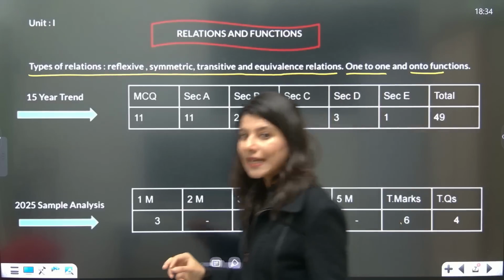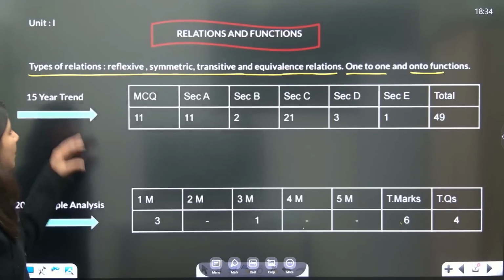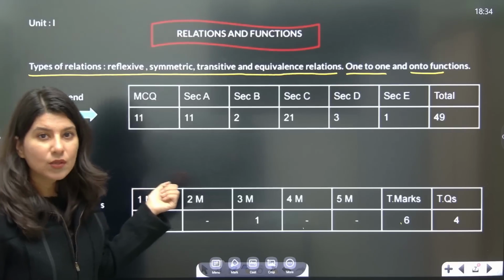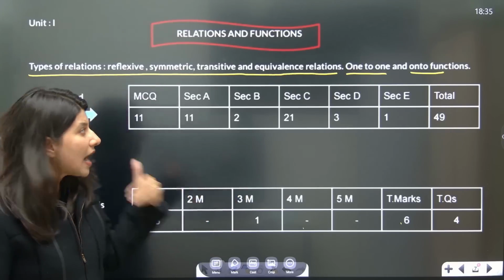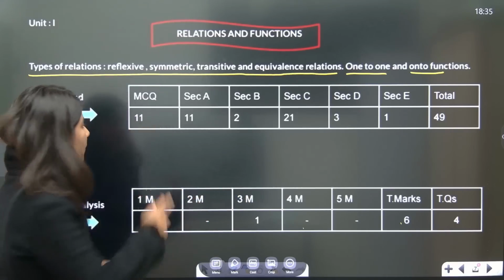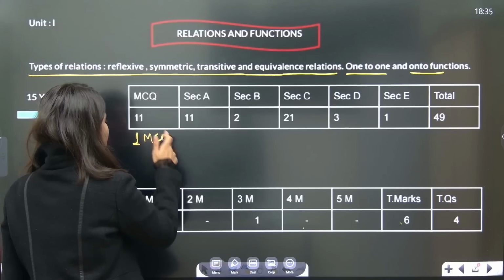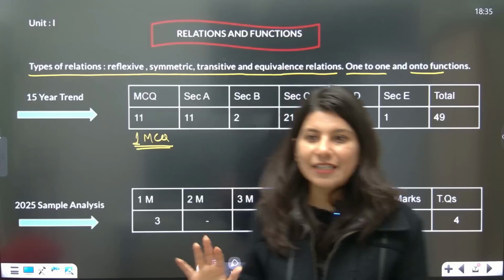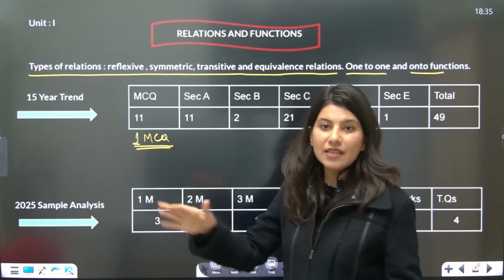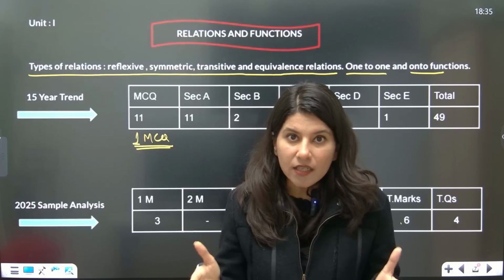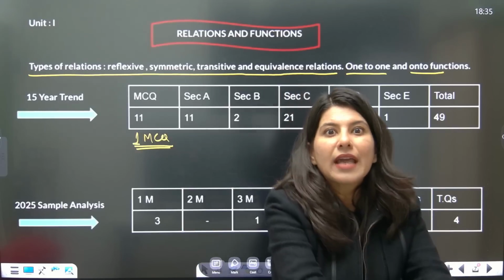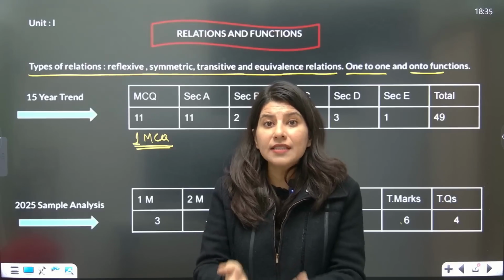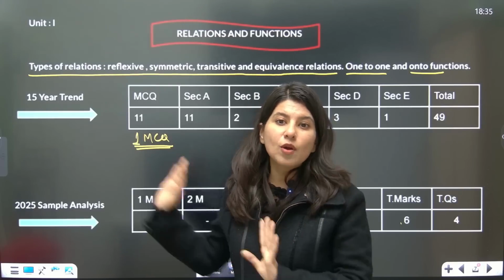Now the 15-year trend says that if I talk about MCQs, in the past 15 years there have been 11 multiple choice questions. So there are high chances that you might get one MCQ, one marker question, from relations and functions. High chances, because in the past 15 years, 11 papers had that and 4 papers did not. So the trend says you're going to get one marker question from relations and functions.